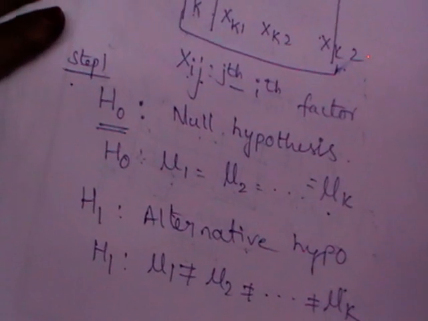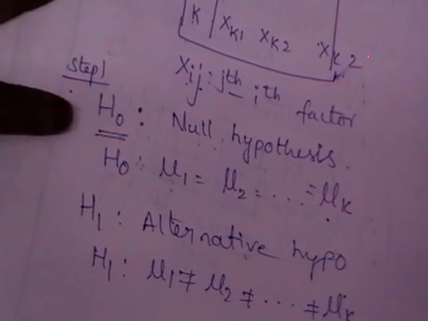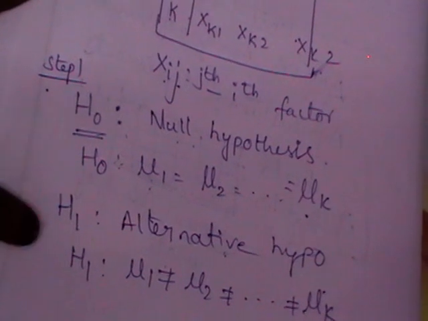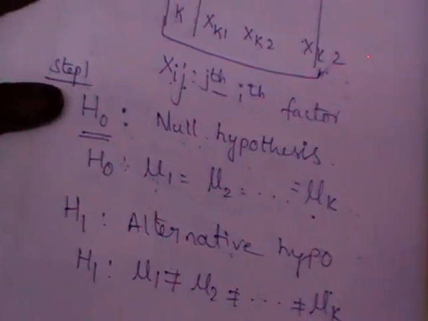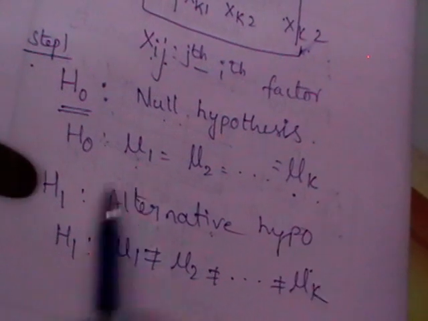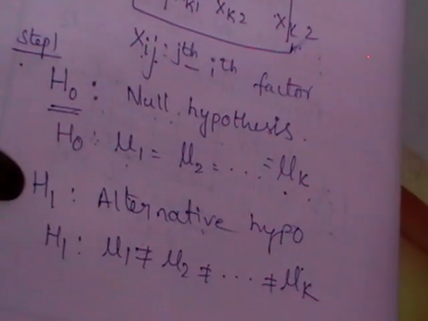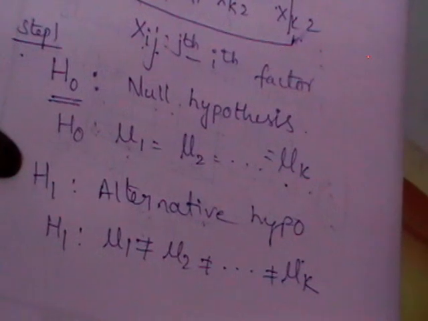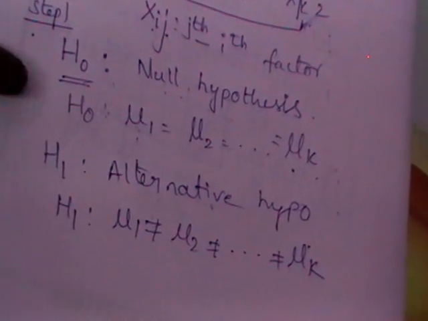At last, after doing all the analysis steps, you will accept either one. After doing all the calculations, you may say that H0 is true, that is, the mean effects of all the treatments or factors are the same, or H1, that the mean effects of all the treatments are not the same. So step 1 is nothing but framing the hypothesis. After step 1, we focus on the calculation part. Step 2 is to calculate the grand total of the observations.